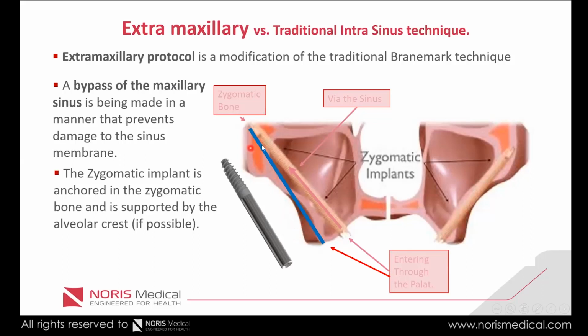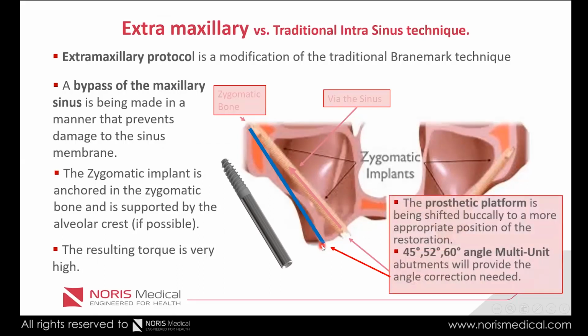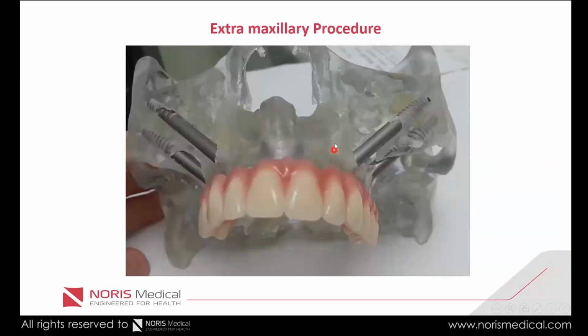the implant is anchored in the zygomatic bone, and leaning or not depends on the alveolar crest. The resulting torque is very high, and these angles require different or additional multi-unit angles. So actually what we have is 45, 52, and 60 degrees in order to be able to correct the angles because of this procedure. This is just a typical picture of how the extramaxillary looks on a model.